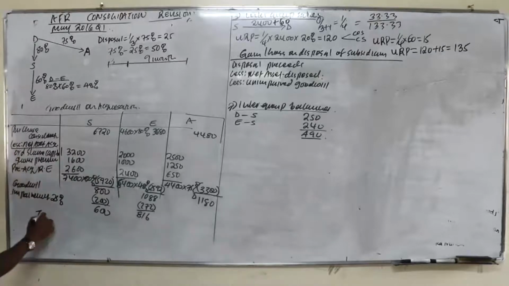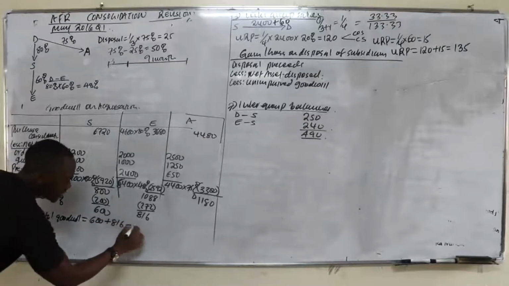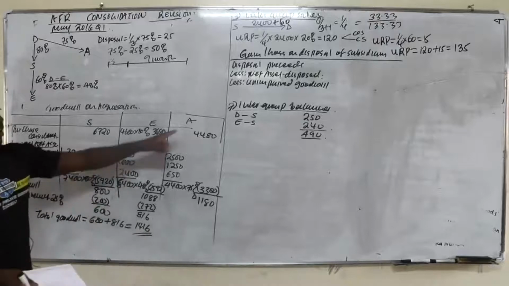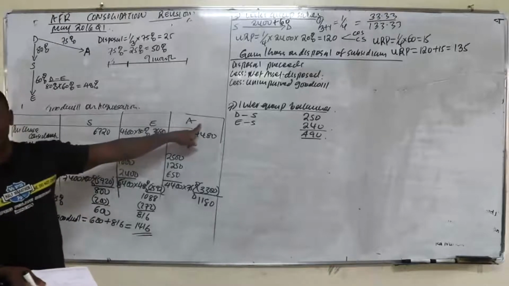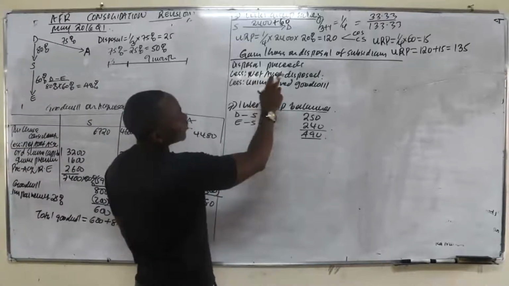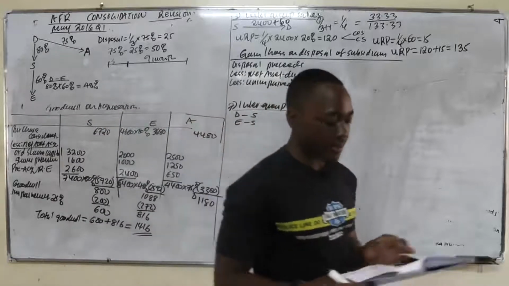Remember, the goodwill will be presented to the balance sheet. Are we together? You take 600, you add 816, and you get 14. I have not added for A because by the end of the year, A is an associate and you have disposed. Are we together? I'll show you how to use this goodwill. Now let's determine the gain or loss on disposal. You take the disposal proceed. How much is the disposal proceed?